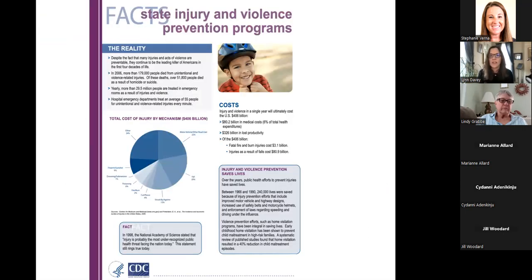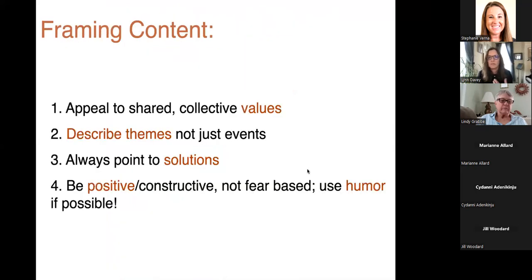And that is one thing. This seems to have this happy kid here. It's not scary to look at. I agree the color palette is inviting and soothing. And they do have at least one example: violence prevention efforts such as home visitation, et cetera, can save lives. Most people don't know what home visiting is, so it might help to explain what that is and how it can save lives as well. So how do we, was there a question?